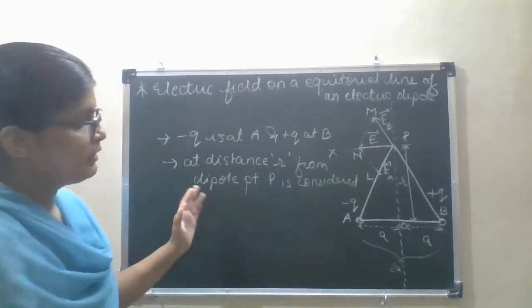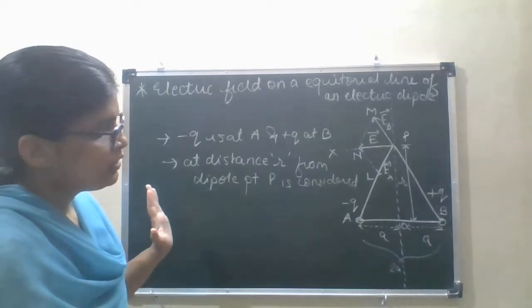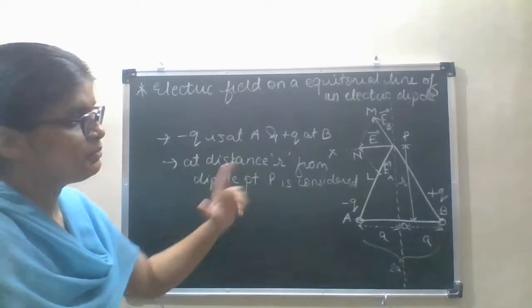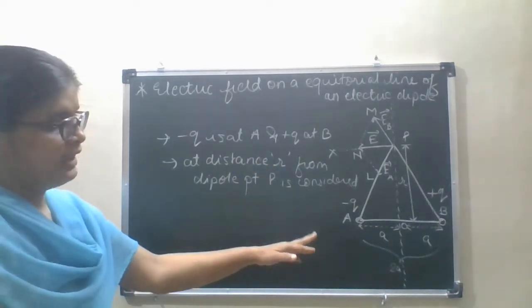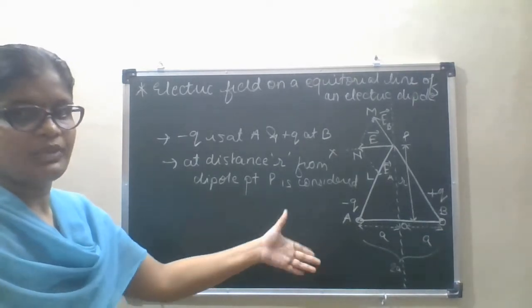Okay, so what is the third and the last point that we are going to calculate? That is the electric field, the electric field at a point P due to the presence of the dipole. And why are we calling this an equatorial line? Because this is an equilateral triangle.